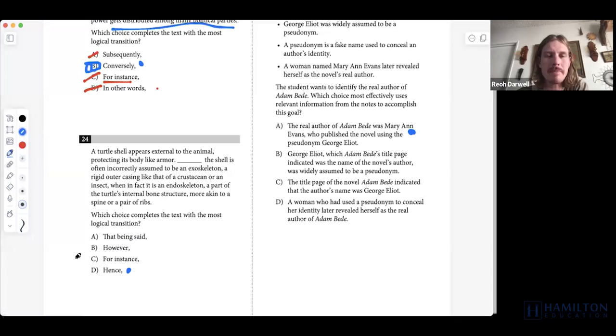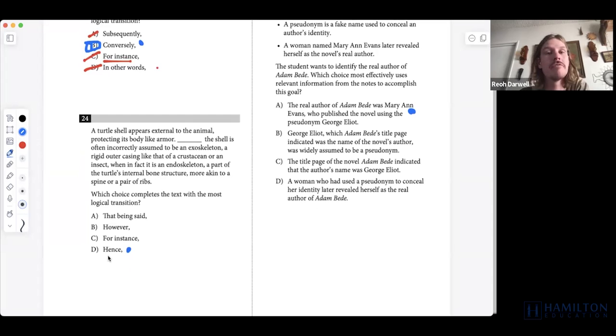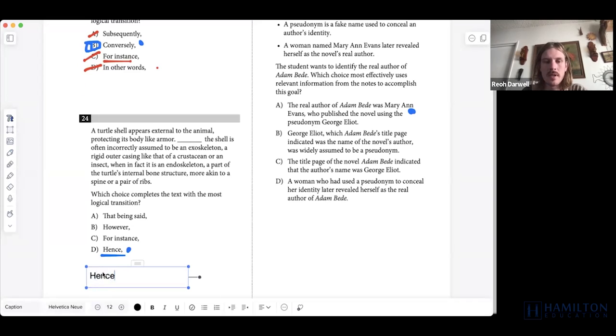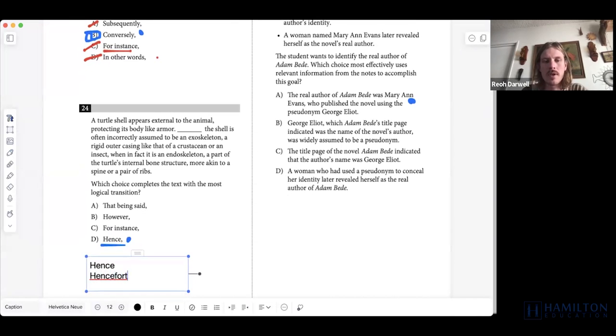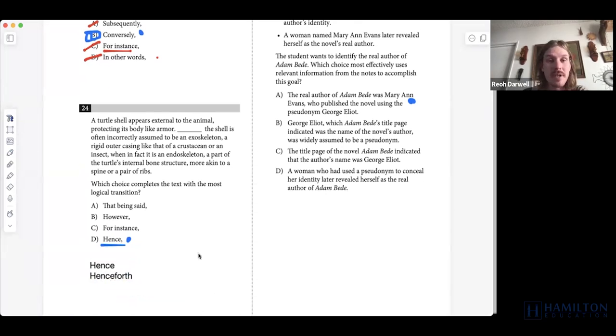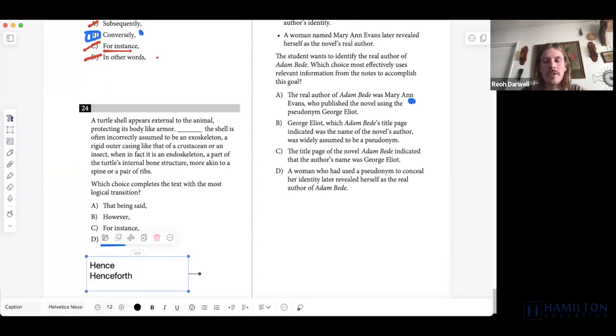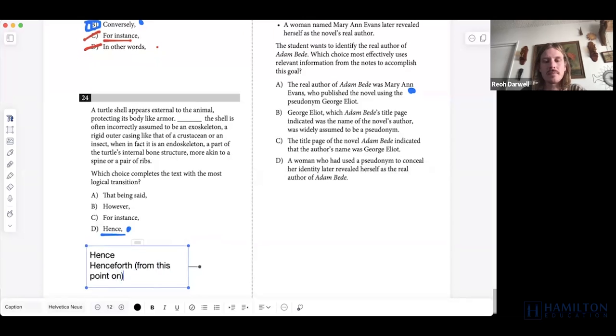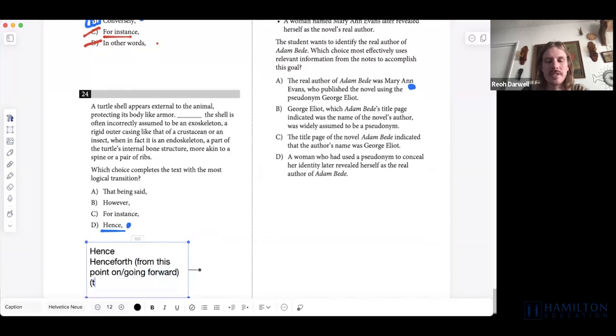So 24 is maybe a more difficult transition question because we get one option that a lot of people are very unfamiliar with, the word hence, all right? So there are two times we'll see the beginning of this word hence, okay? We'll see it as hence itself. And we'll also see it as henceforth, okay? But henceforth and hence mean very different things, right? Henceforth means from this point on. So ever since, from henceforth or from this point on, going forward, something will happen. This is a time type transition.